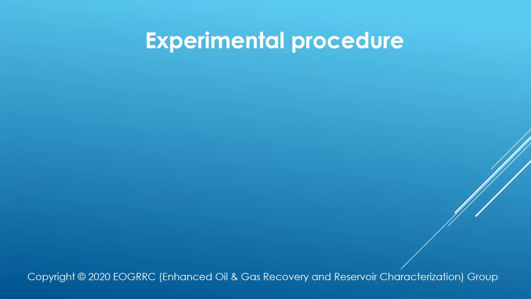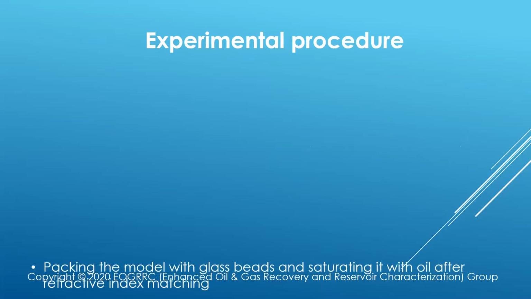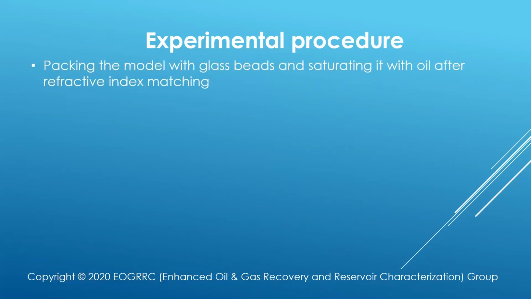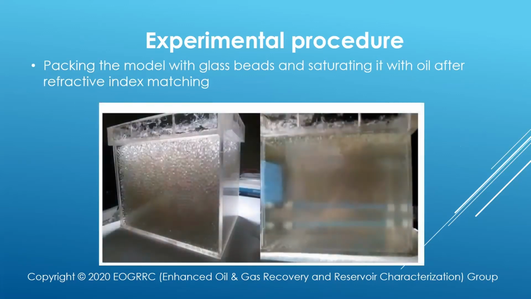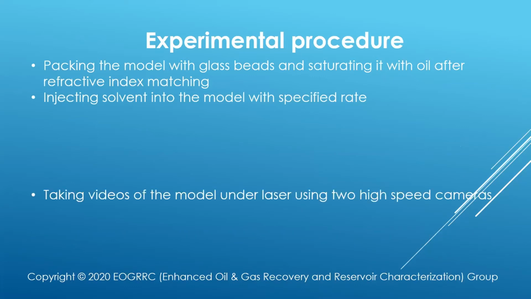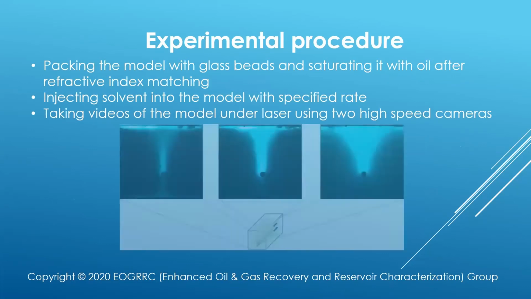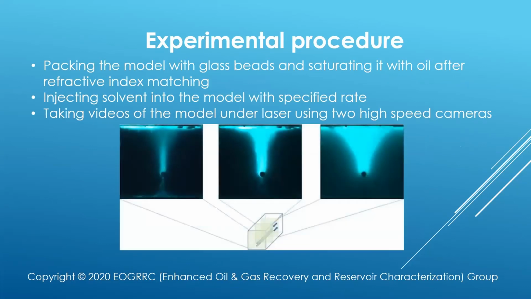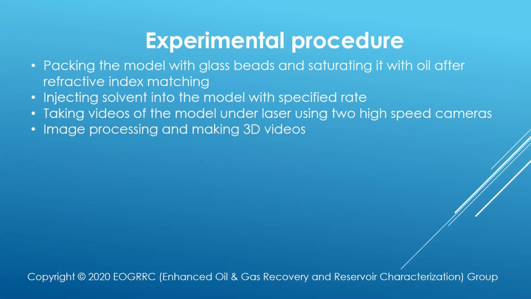The experimental procedure is described as follows. First, a model was packed with glass beads and saturated with oil after refractive index matching. Second, solvent, such as heptane, was injected into the model at a specified rate. Videos of the model under the laser were taken using two high-speed cameras. And finally, the images were processed and 3D videos were generated.